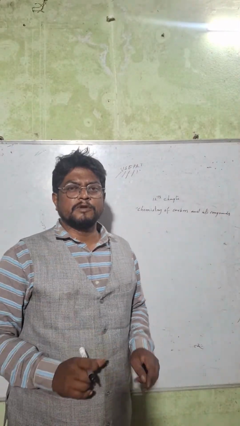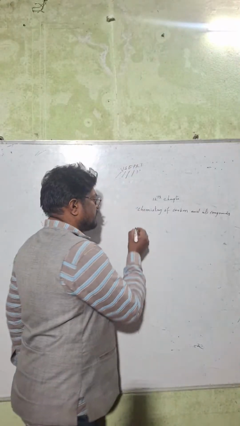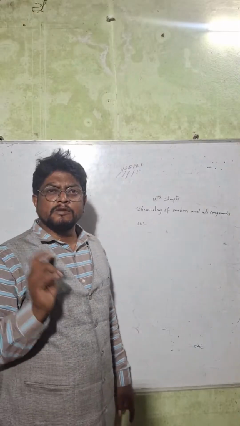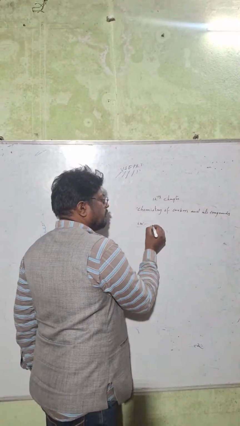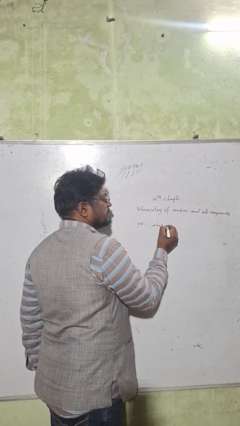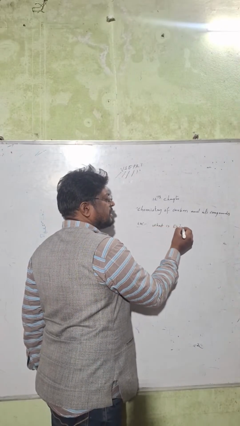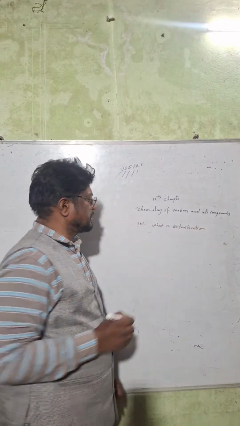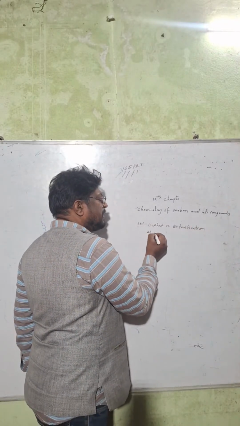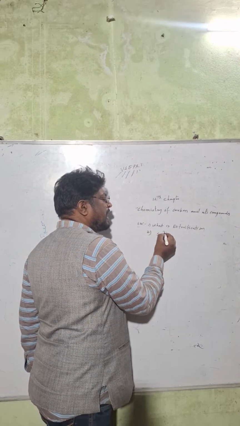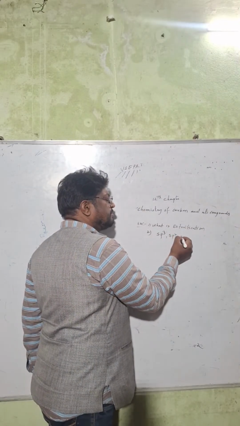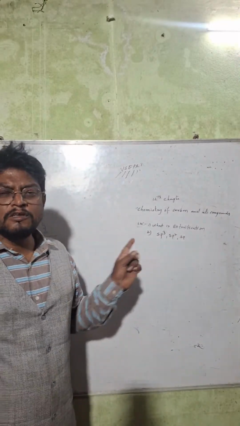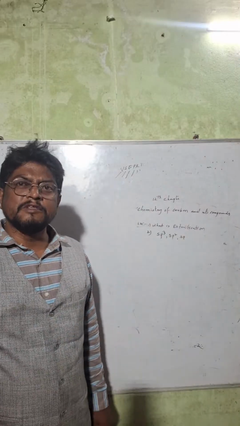From this 12th chapter, 6 mark questions. We have a lab activity, esterification. What is esterification? This is a 6 mark question. And explain hybridization: sp3 hybridization, sp2 hybridization, sp hybridization. You will get one of these compulsory for 6 marks from this chapter.